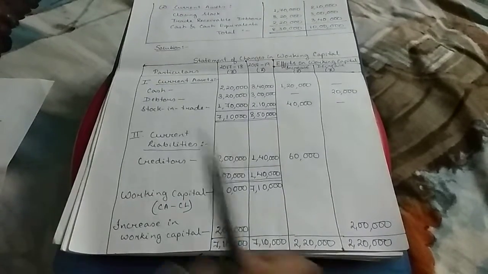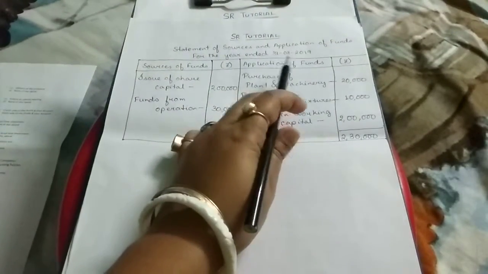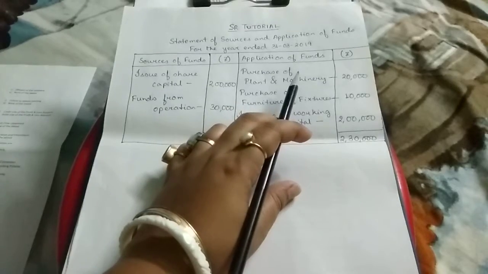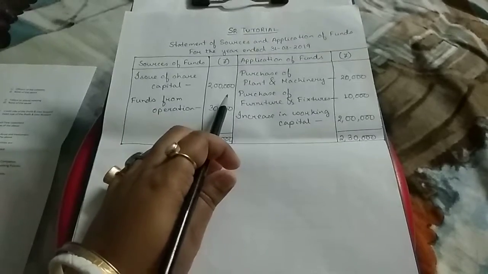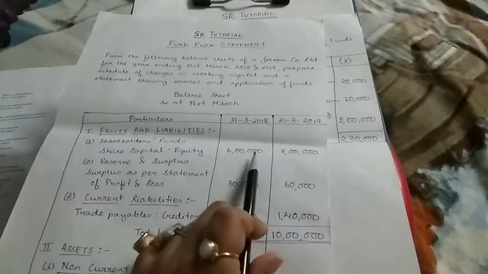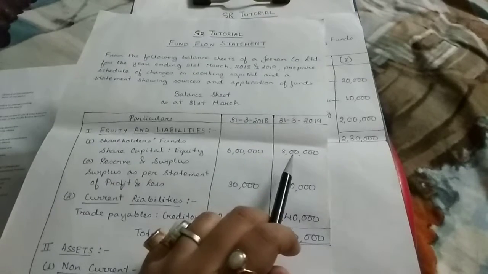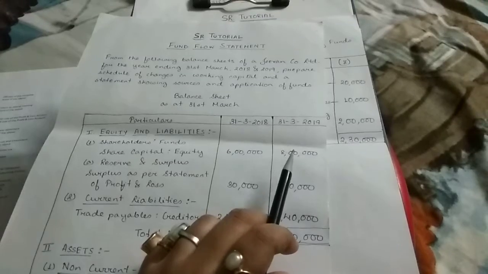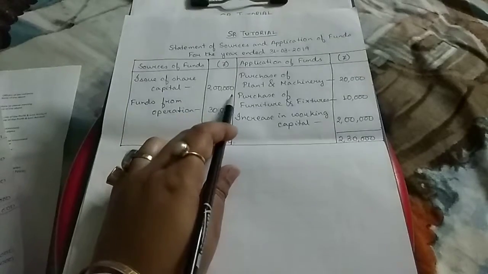Now we have to go for the preparation of the fund flow statement. Here you just see, this is the statement of sources and application of funds for the year ended 31st March 2019. The source of funds is only from the issue of share capital, that is 2 lakh. You can find here, before the share capital was 6 lakh, and in the year 2019 it became 8 lakhs. So there is an increment of 2 lakhs, which came from the issue of shares. So this is a source of fund.